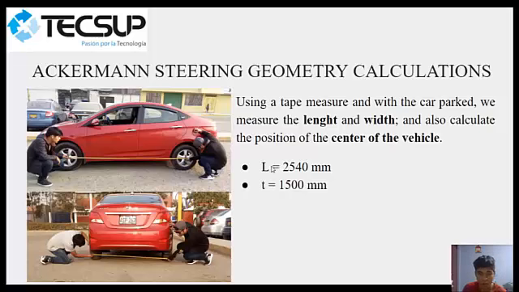Using the length measures of the wheels and the car parking, we measure the length on the wheels, and also calculate the position of the center of the vehicle. For this, the length is 2000 and 4 and 5 and 50 and 50 and 14 mm. And the next part is 150, 50,000.